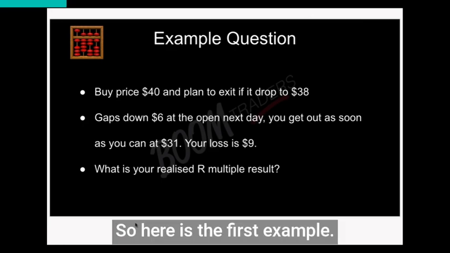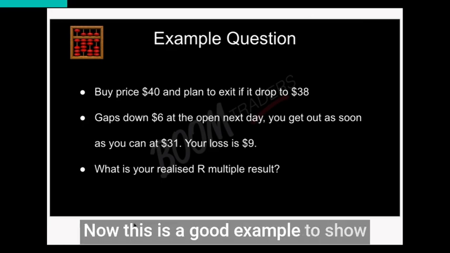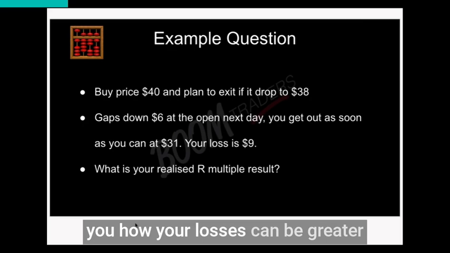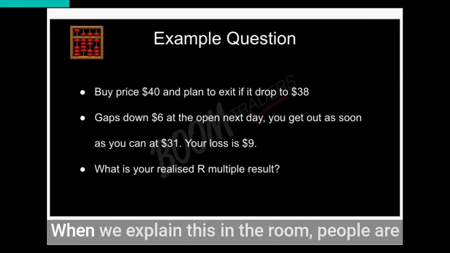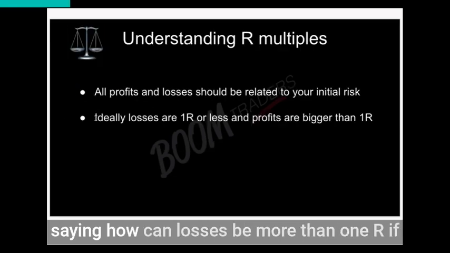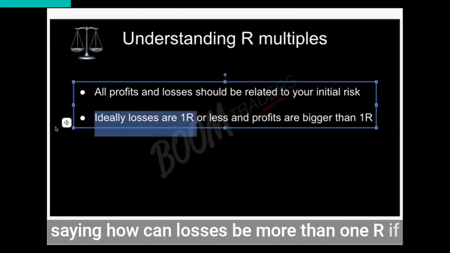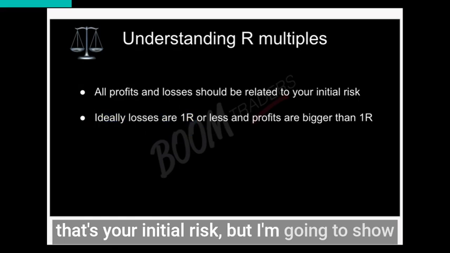So here is the first example. Now, this is a good example to show you how your losses can be greater than the planned maximum of 1R. Sometimes we get questions when we explain this in the room. People are saying, how can losses be more than 1R if that's your initial risk? Well, I'm going to show you how.